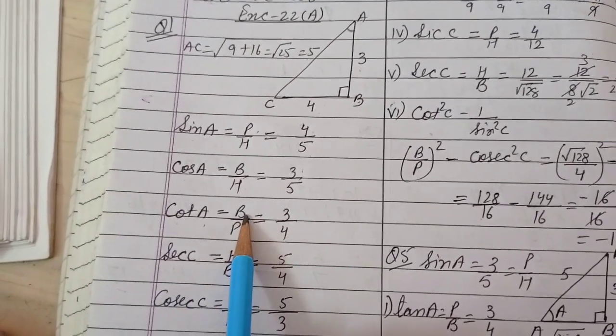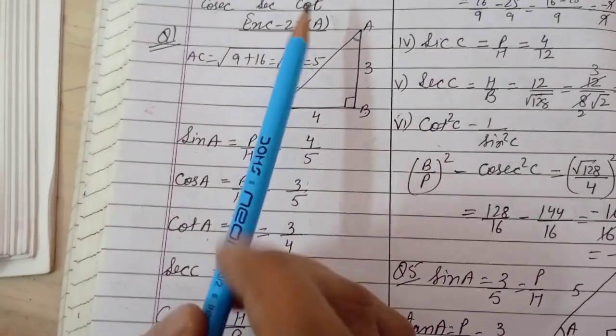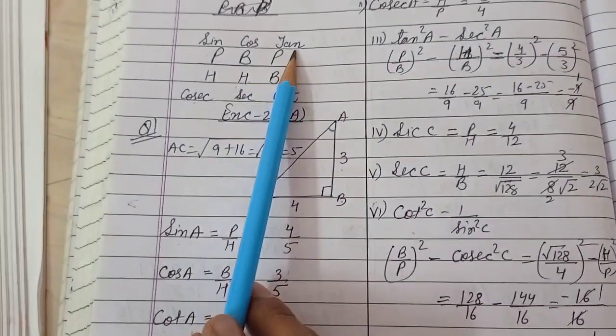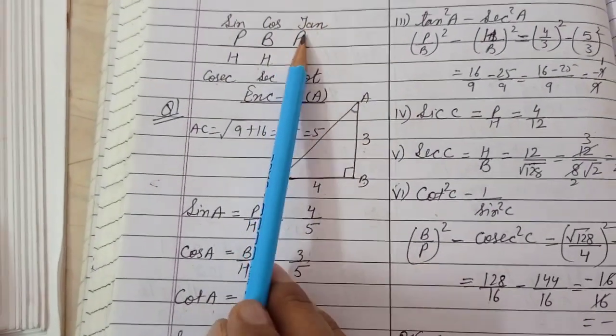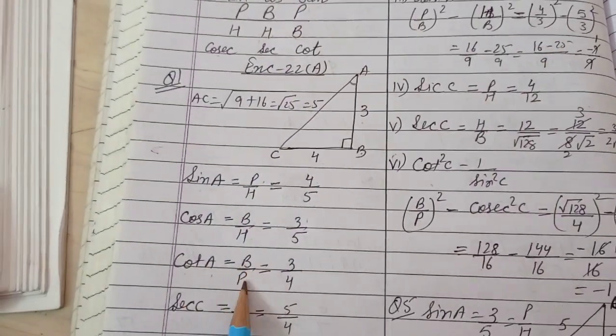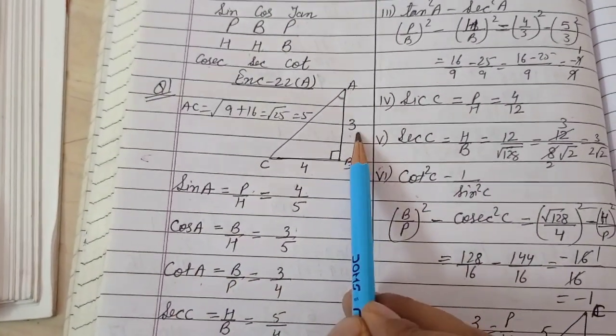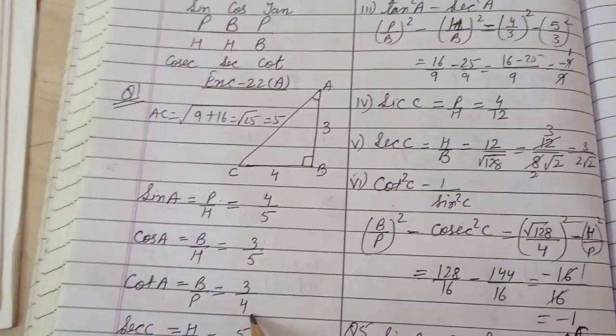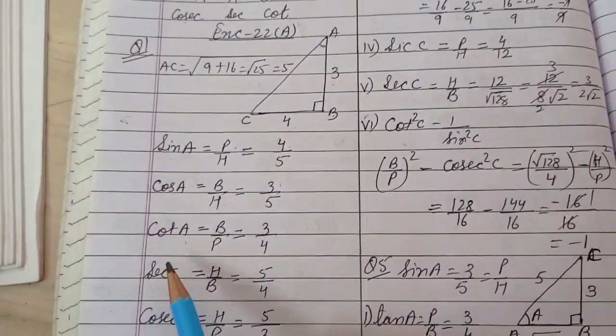The next is cot A. Cot is equal to what? B over P. Reciprocal of tan. Look here. Tan is P over B and cot is B over P. So cot A is equal to B over P. Base was 3 and P was 4. So 3 by 4.